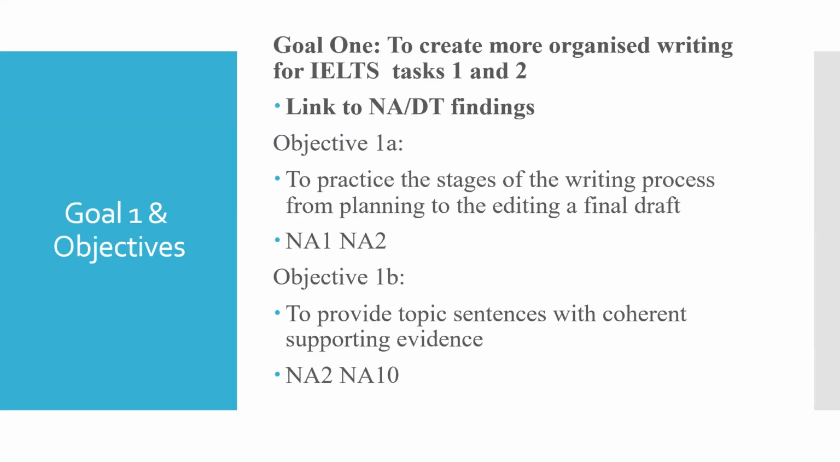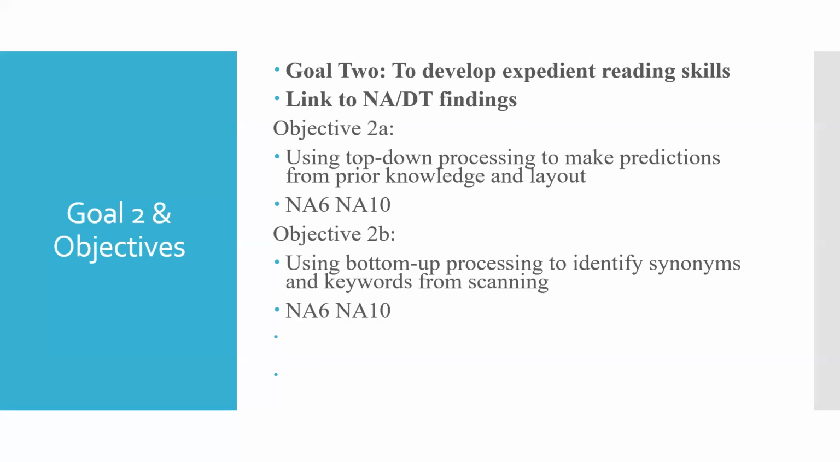So these were the goals. Goal 1 was to create more organized writing for the tasks 1 and 2 in the test. And these were linked to the needs analysis findings and had 2 objectives. Objective 1A, to practice the stages of the writing process, and Objective 1B, to provide topic sentences with coherent supporting evidence.